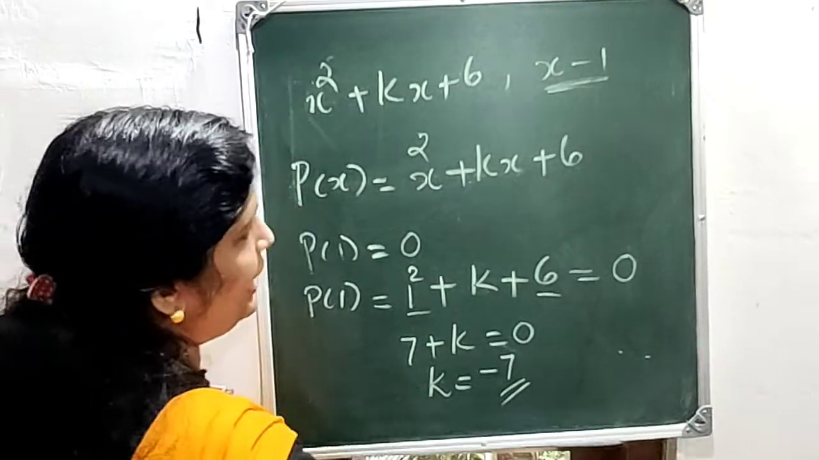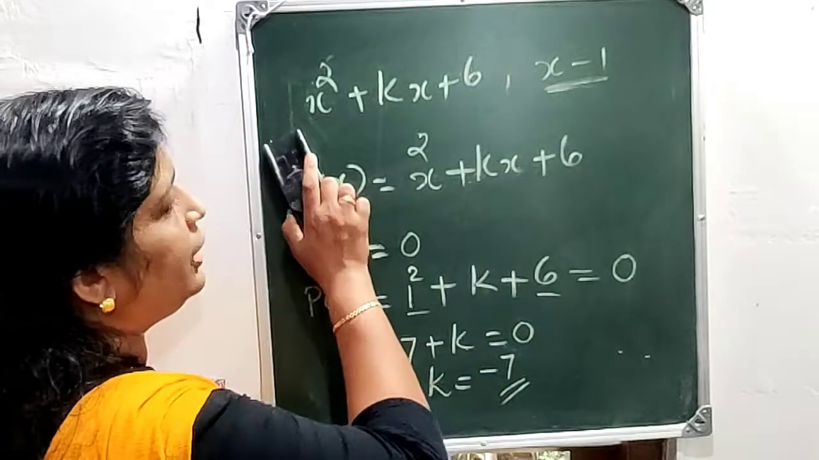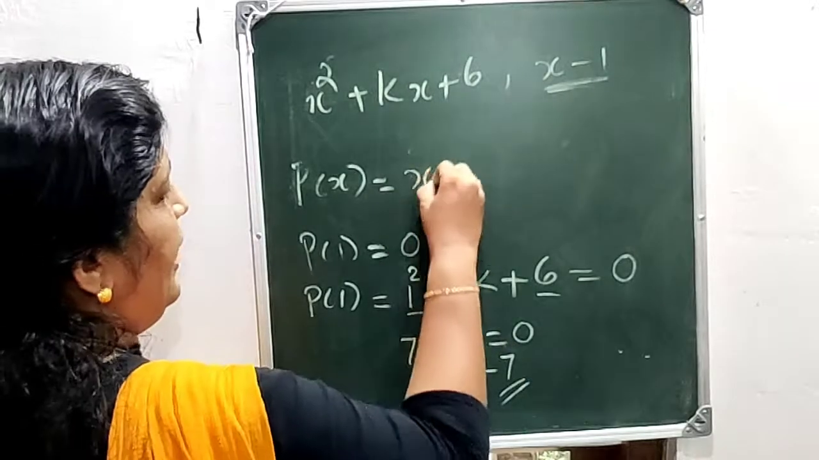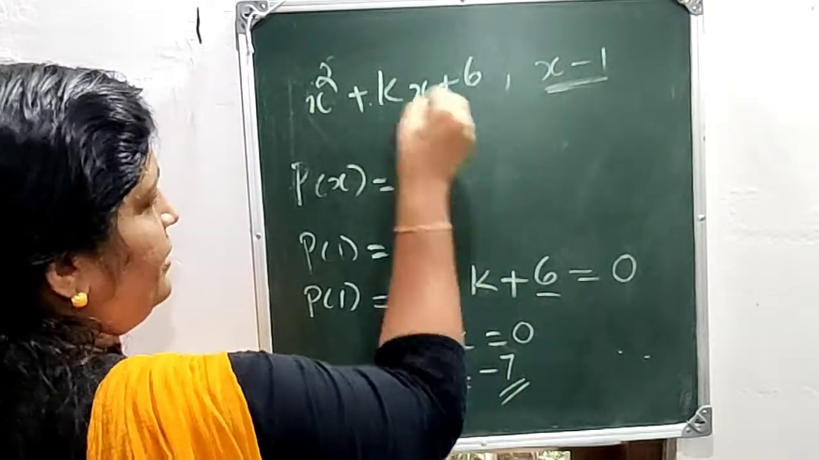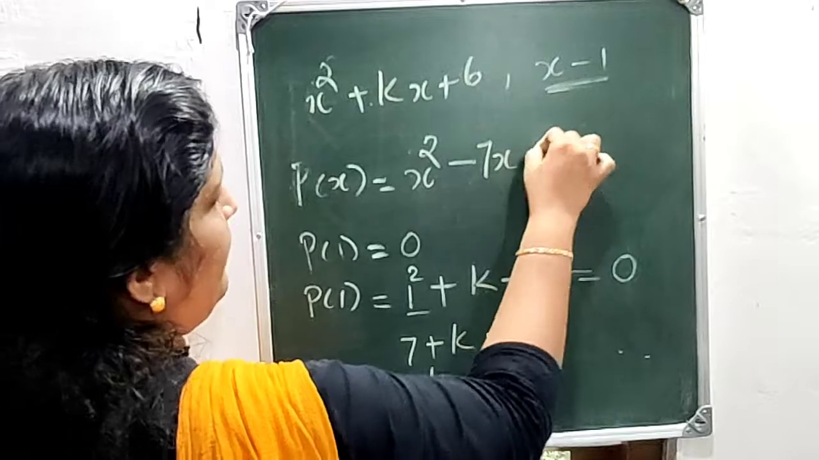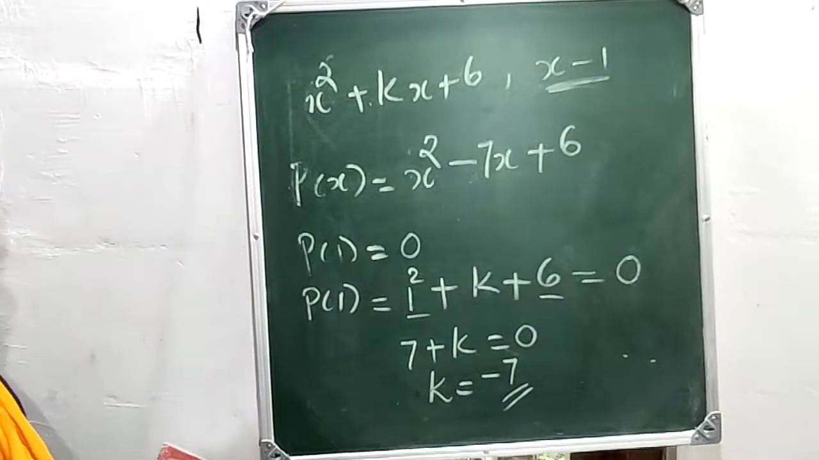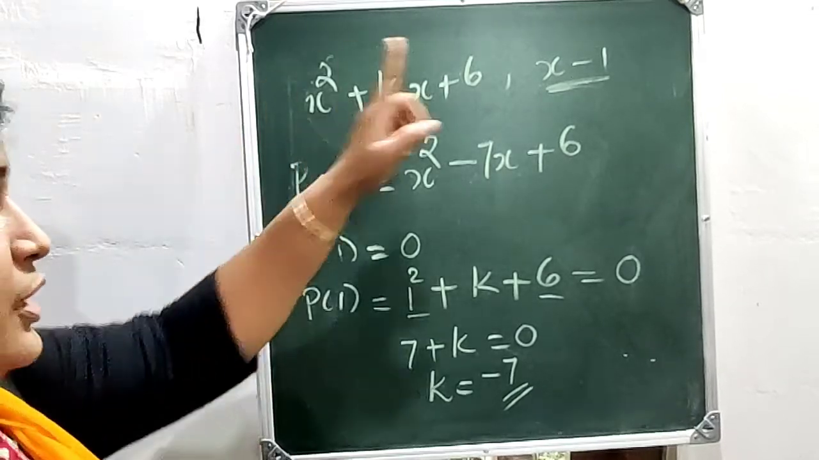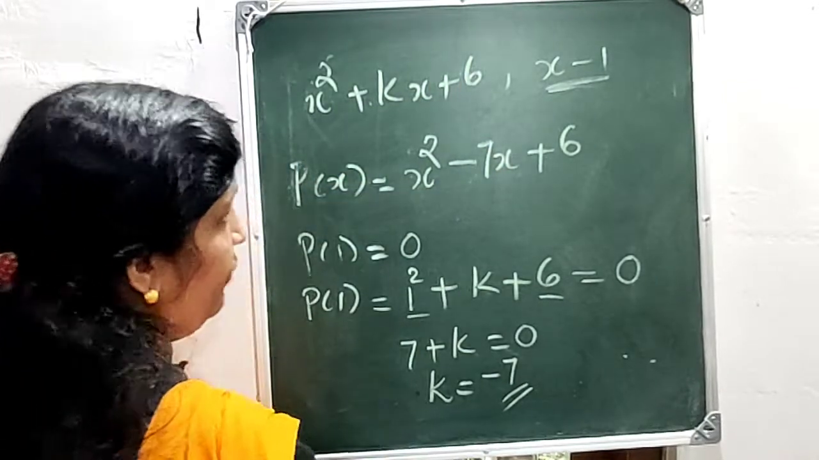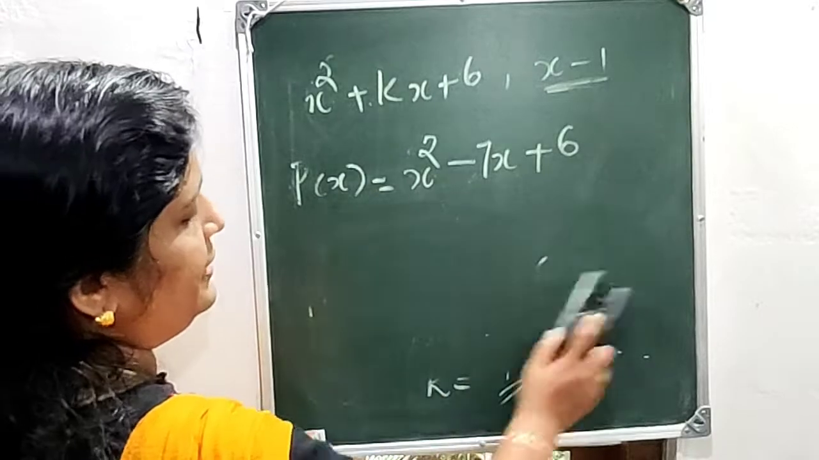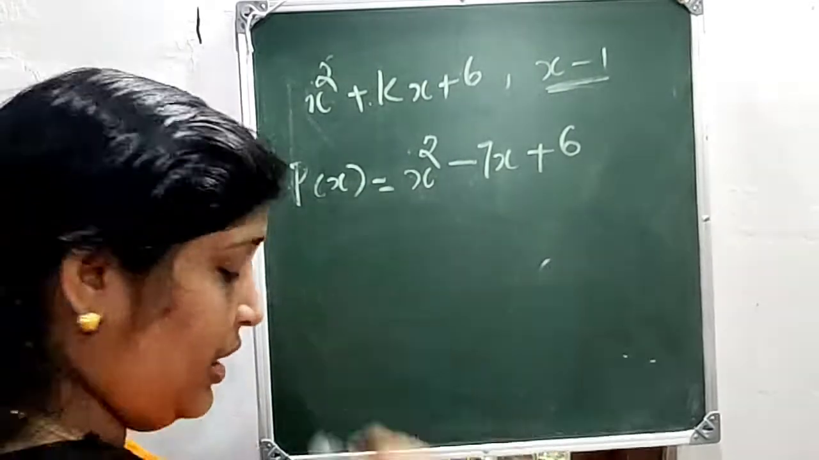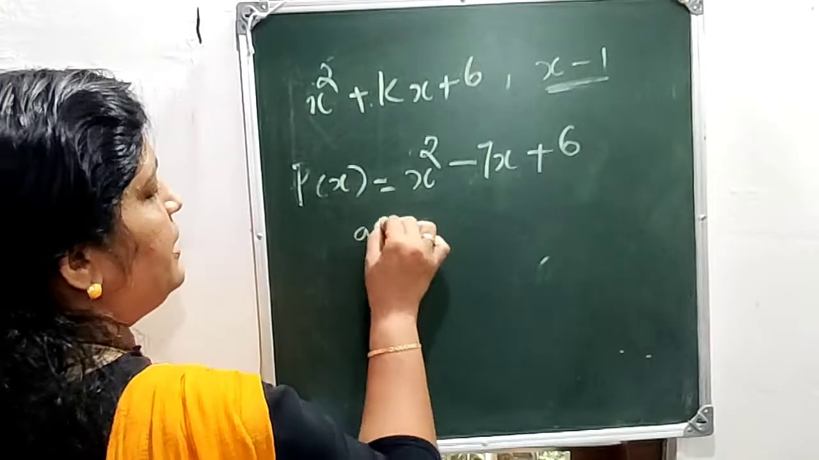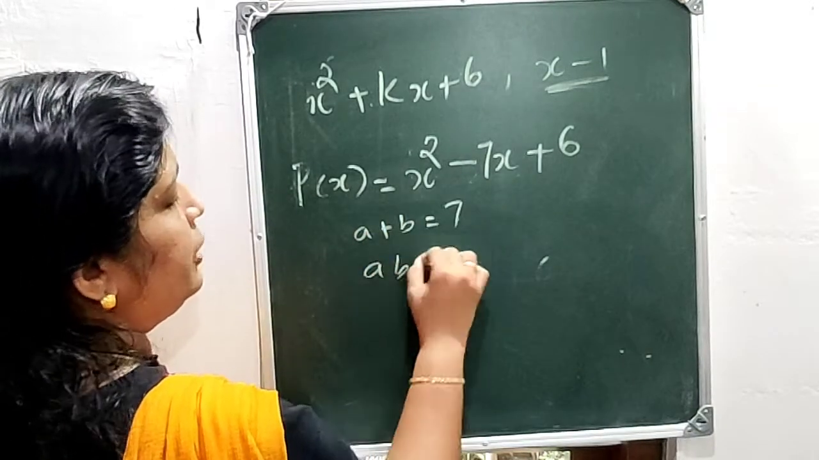Okay, then what is that polynomial? If we substitute the value of k, what is our p of x? Yes, p of x is equal to x square minus 7x plus 6. So x minus 1 is a factor here and we need to find out the second factor. How do we find the second factor? Yes, as we did in the last problems, we find a plus b is equal to 7 and ab is equal to 6.